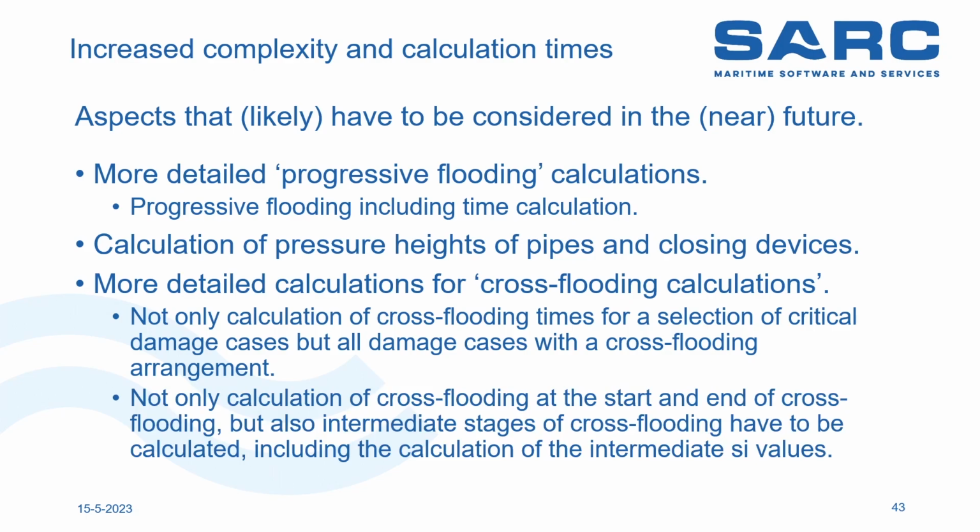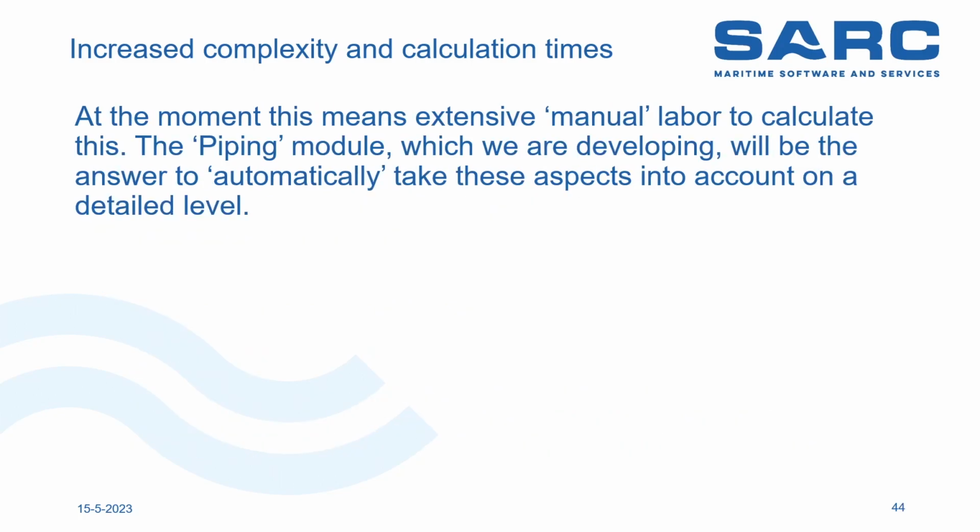Recently, we heard from a client whom I advised to do this calculation that not a selection of damage cases was needed, but all damage cases which they want to contribute to A. And not only calculation of cross-flooding at the start and the end of cross-flooding, but also the intermediate stage of cross-flooding, including the S value. And well, the lowest S value has to be used for that calculation. At the moment, this means extensive manual labor. You have to pick all the damage cases from Probdam, convert them to loading, make cross-flooding calculations, etc., etc.